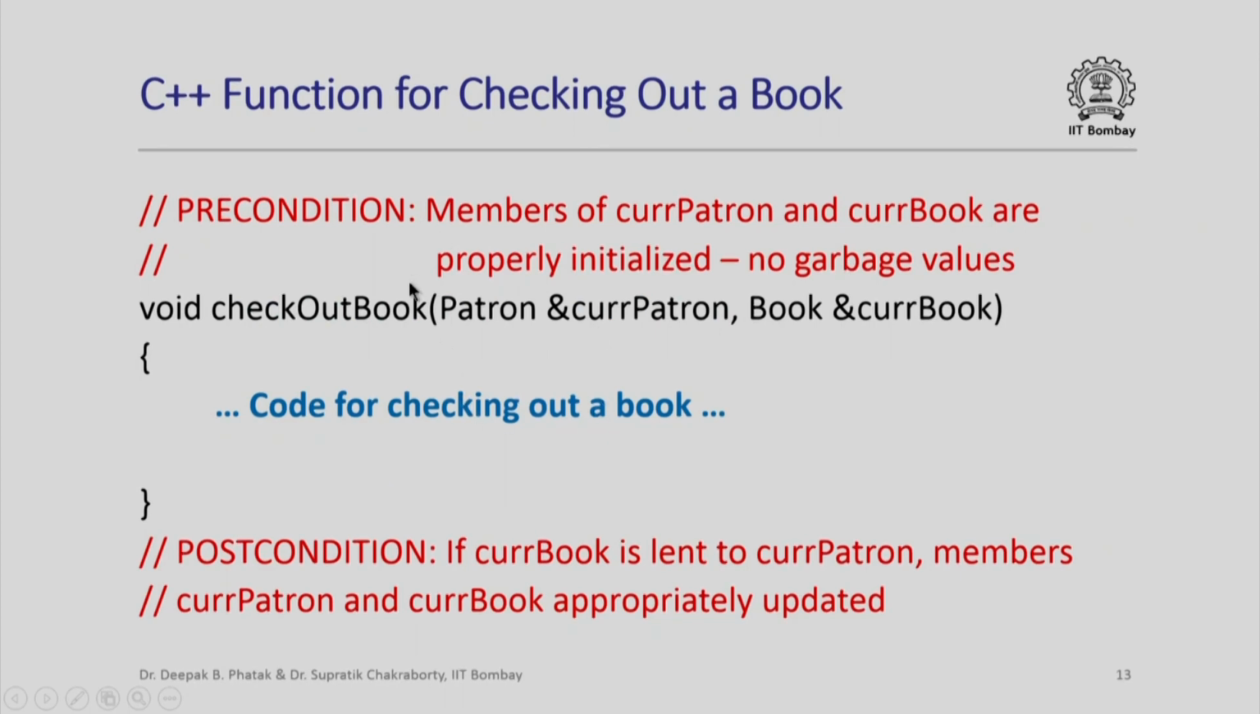So the precondition for this function will be that the members of current patron and current book are properly initialized, there are no garbage values, and as postcondition we are going to try to ensure that if current book is indeed lent to current patron, remember there are several checks that we will have to do before we can let current patron borrow current book, but if current book is indeed lent to current patron, then we would want the members of current patron and current book to be appropriately updated, and because we are passing current patron and current book as parameters by reference, therefore all of these updates to the members of current patron and current book are going to be visible in the calling function, and they are going to persist after the function checkout book returns.